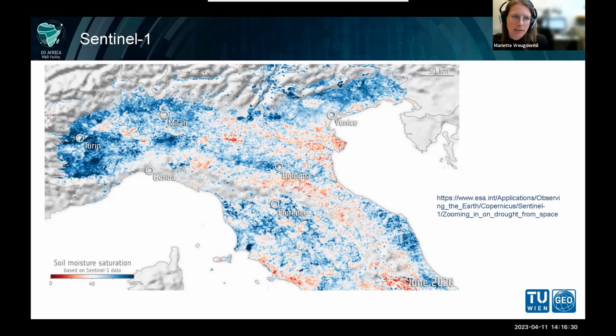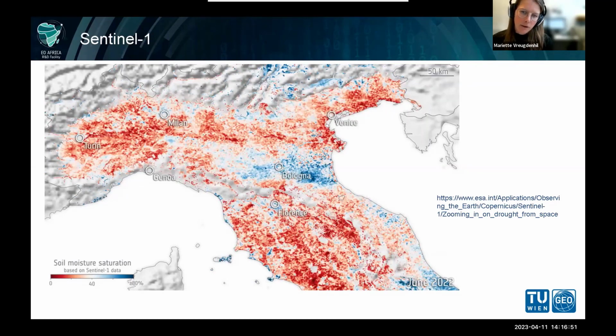June 2020 in Italy had relatively normal conditions. So let's say precipitation and temperatures were very normal, so soil moisture was also relatively average. You can see here this very high spatial resolution, right? Because this is just a part of Italy, and this is data at a 500 meter sampling.